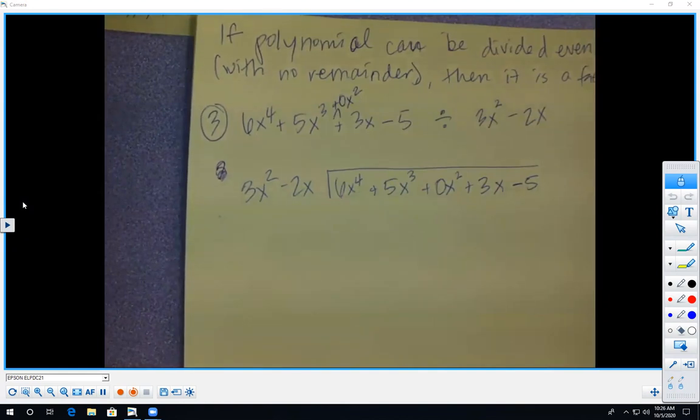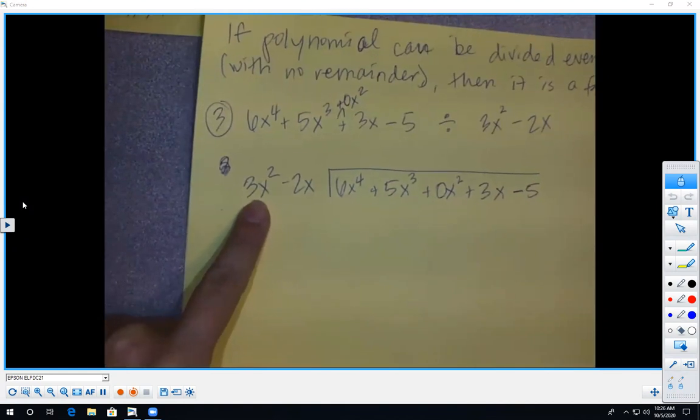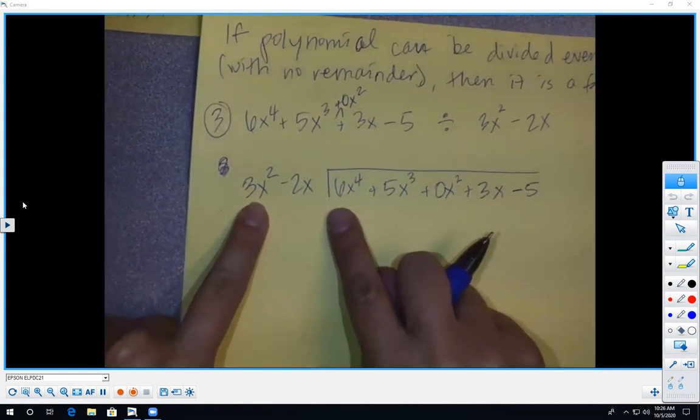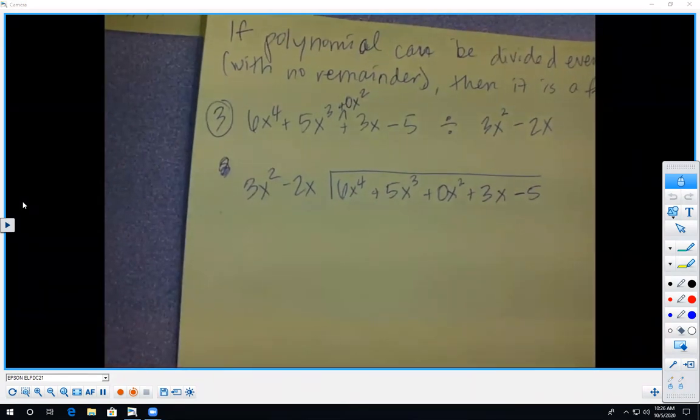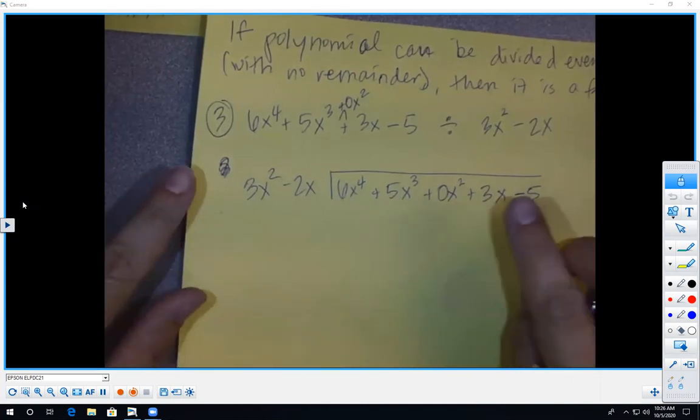Okay, let's divide it. 3x squared. How many times does it go into 6x to the 4th? Or 3x squared times what? Do y'all want to try this on your own first? No, not yet. Okay, let's do it together.